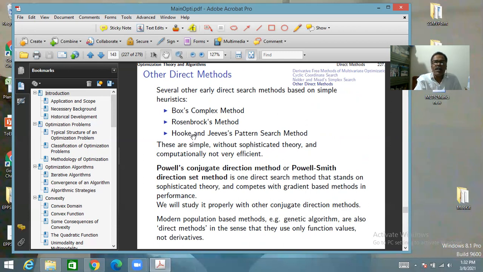One direct method, which is quite efficient and which is actually developed on quite sophisticated theory, is Powell's conjugate direction method, also called the Powell-Smith direction set method. We are not discussing it here because there are other conjugate direction methods, and we will discuss all of them together at a later stage. Apart from that, modern population-based methods like genetic algorithm, etc., are also in the category of direct methods because they don't use derivatives. But that is not what this discussion is about.